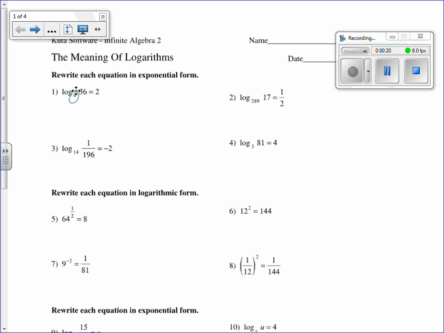The base stays the base. So here my base is 6, so the base is going to stay 6. My exponent is going to be 2, 36. The base stays the base and the other two things switch. So for number 2, this is going to be 289 to the 1/2 power is equal to 17. 3 is going to be 14 to the -2 equals 1 over 196. And 4 is going to be 3 to the 4th equals 81.